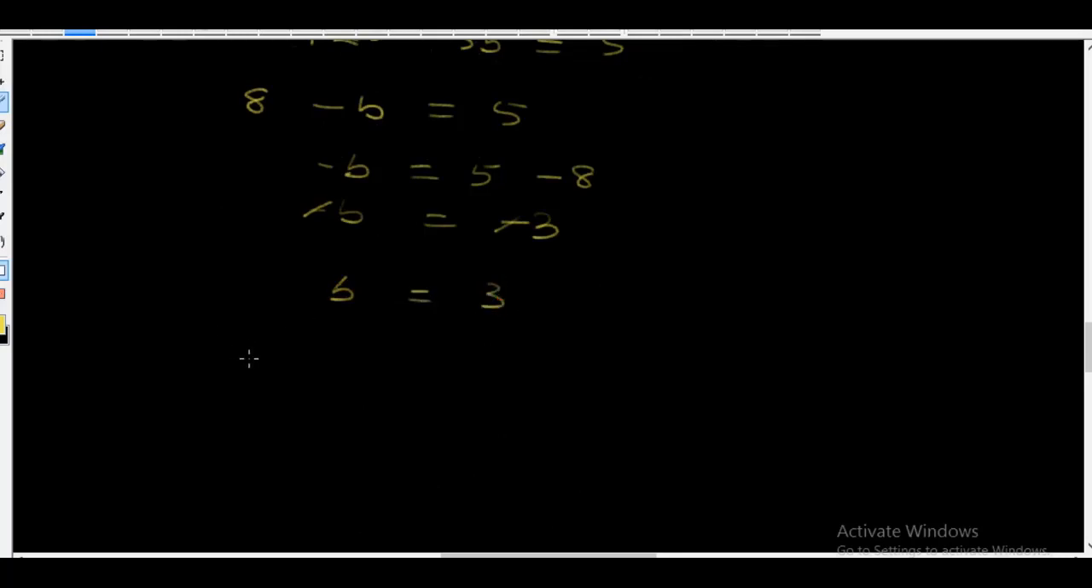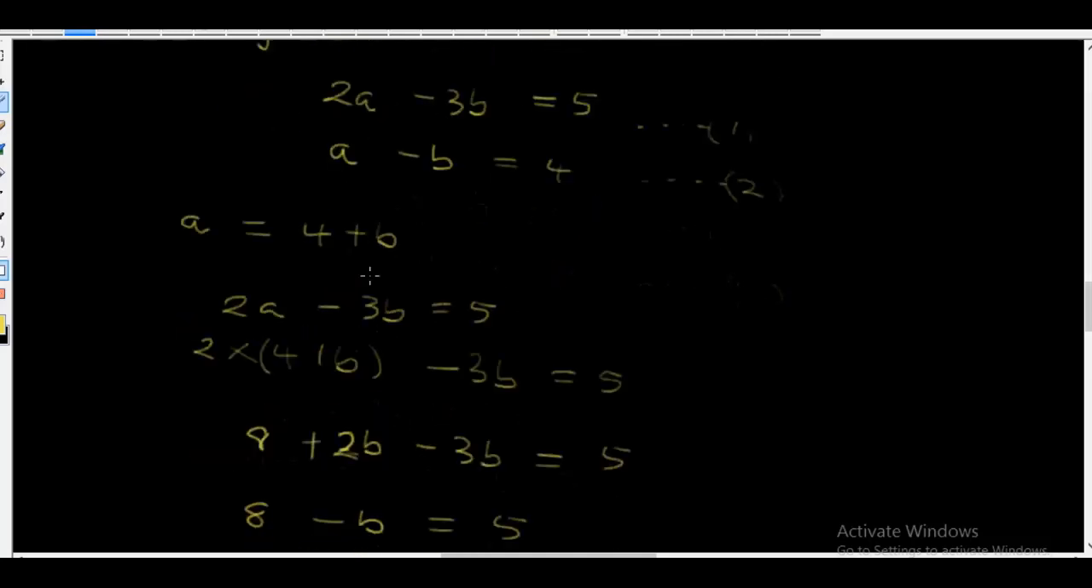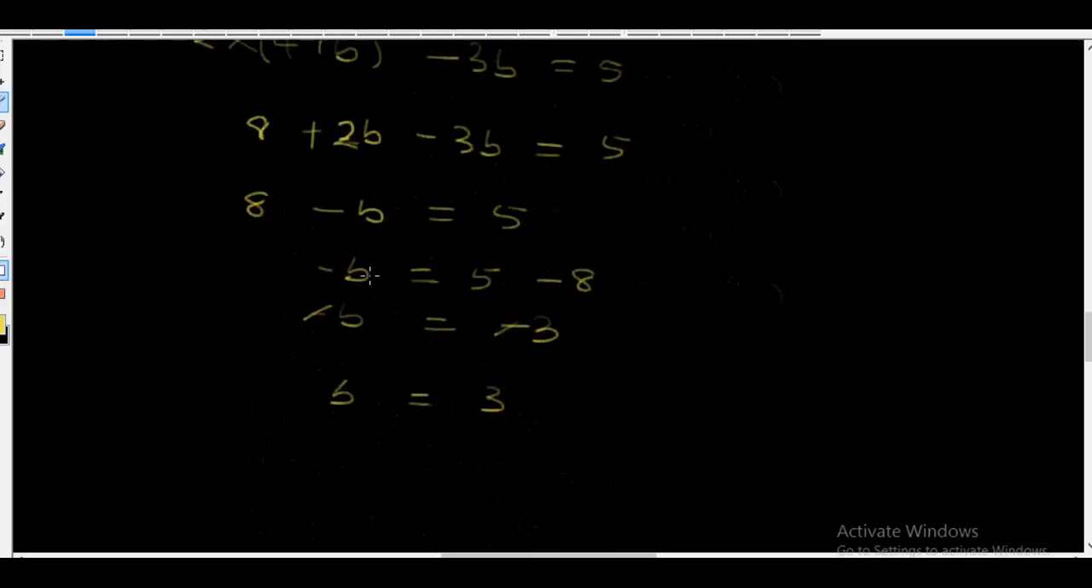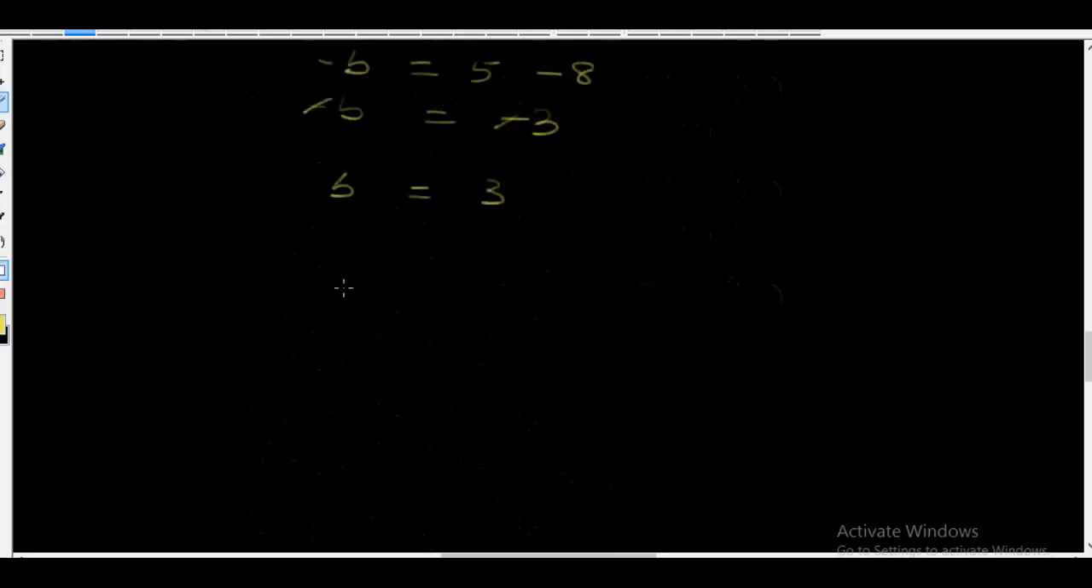Now let's substitute for b in equation 1. Equation 1 is 2a minus 3b is equal to 5. So you have 2a minus 3b is equal to 5. And here we're told that b is equal to 3. So all we're going to do now is to write 2a minus 3 times, instead of writing b, we're going to write 3, which is equal to 5.